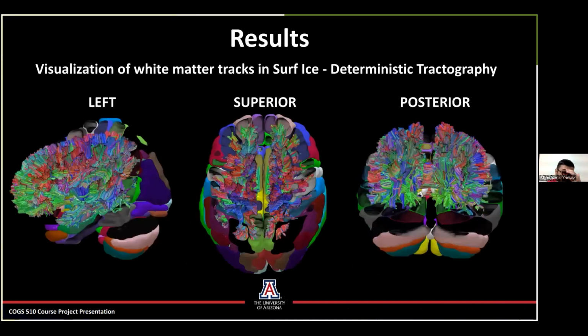Before going to the connectivity matrix, this is just an example of how you visualize white matter tracks in Surf Ice. I'll give you an example for each of the Euler delta, deterministic, and probabilistic tractography algorithms in just a second. So if I stop share, I'll show you how I do that.